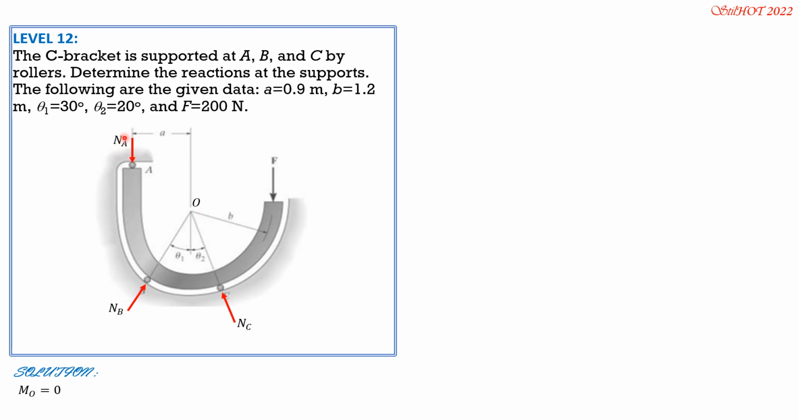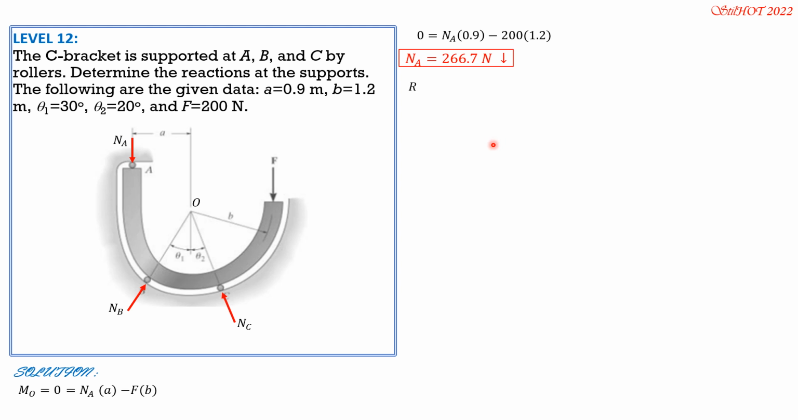Counterclockwise positive, so we have NA times A, then minus F times B. So those are the forces involved. Substituting values, 0 equals NA times 0.9 minus F, 200 newtons, times 1.2. So NA can now be solved. NA is equal to 266.7 newtons downward.